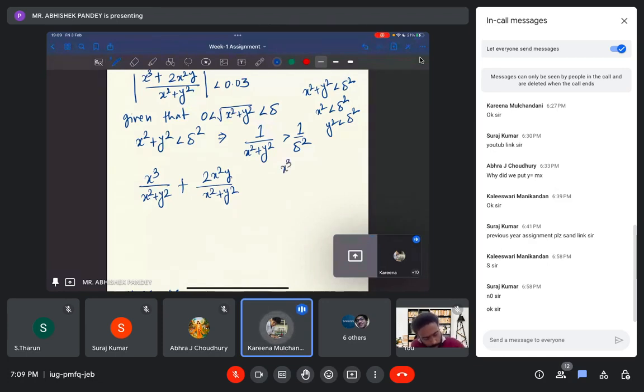And we know, sir, that x square is definitely smaller than or equal to x square plus y square. Yeah, definitely. So we can write this full thing as less than modulus of x, because if we put 1 there, we can directly put it as less than mod x. And then for the second part we can do the same, and the total thing will be less than modulus of x plus 2 into modulus of y.